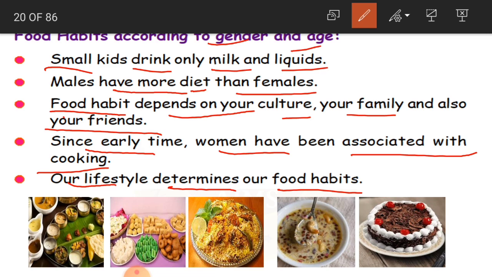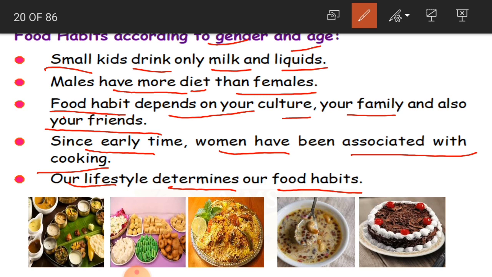Okay, children. And our lifestyle determines our food habits. Our lifestyle is nothing but the way how we live. Sometimes even the place also matters. Like in cold regions people eat different types of food, and people in hot areas take different types of foods. So we can also say sometimes even the climate or the weather or seasons, or our lifestyle, the way we live.